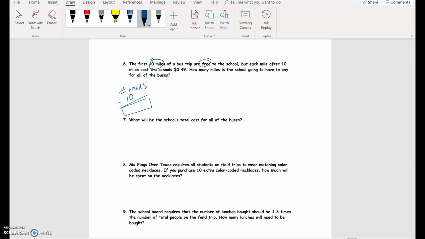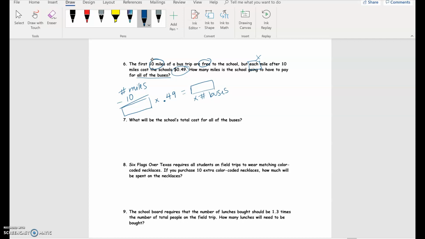And each of those, it says each mile after, means we're going to multiply by 49 cents. So we're going to take that number of miles times 49 cents. Once we find that answer, that's one bus. So again, we're going to multiply that by the number of buses. So this is really building.